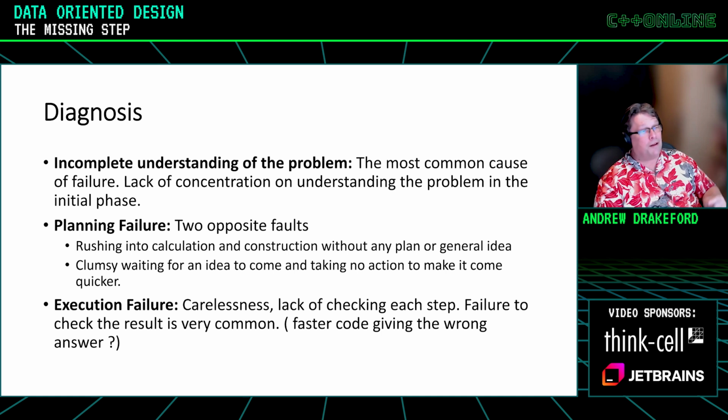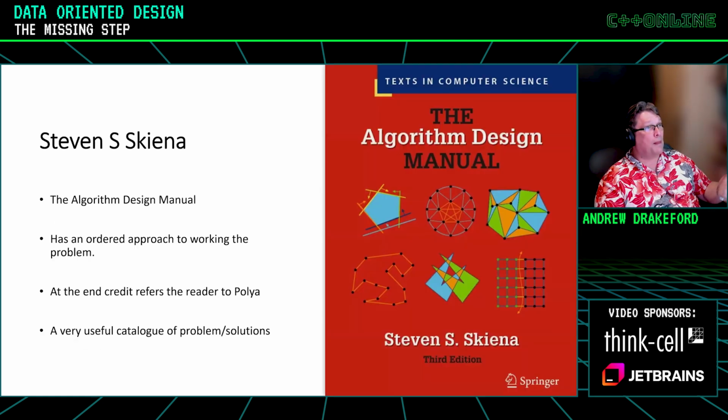Another failure occurred from two opposite ends. One is rushing to do calculation or coding when you don't have a plan. You don't know what you're doing. You dive in, you get nowhere. The other one is sitting back, waiting for the idea to come without taking any action. You can fail a bit later on just through carelessness and lack of checking each step.